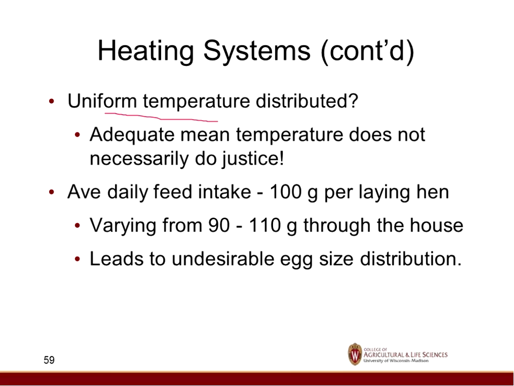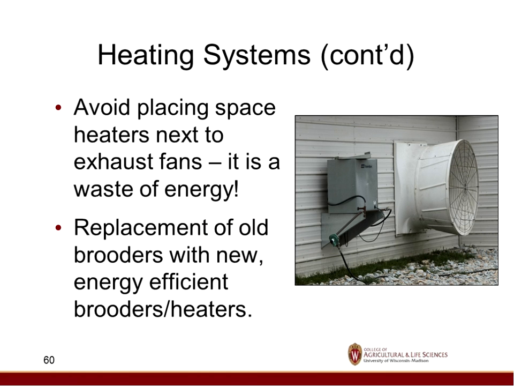With heating systems, we want to make sure we're distributing the air uniformly. That's a requirement. If we're not, we could have variation. So here's a chicken house they did a study on, and they found the average feed intake was okay, but there were cold spots and hot spots. When it's hot, they eat less. When it's cold, they eat more. And what it led to was a wider distribution of egg sizes, which is not conducive to the egg-laying industry, because they want a very uniform product. Otherwise, they have to start sorting them more.